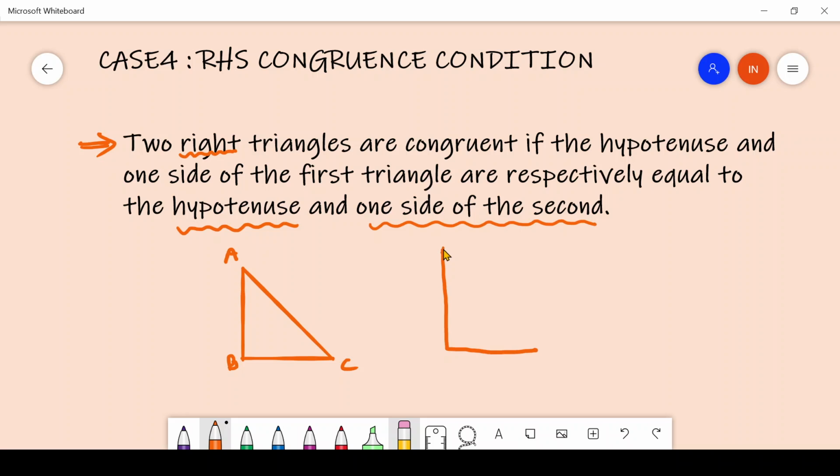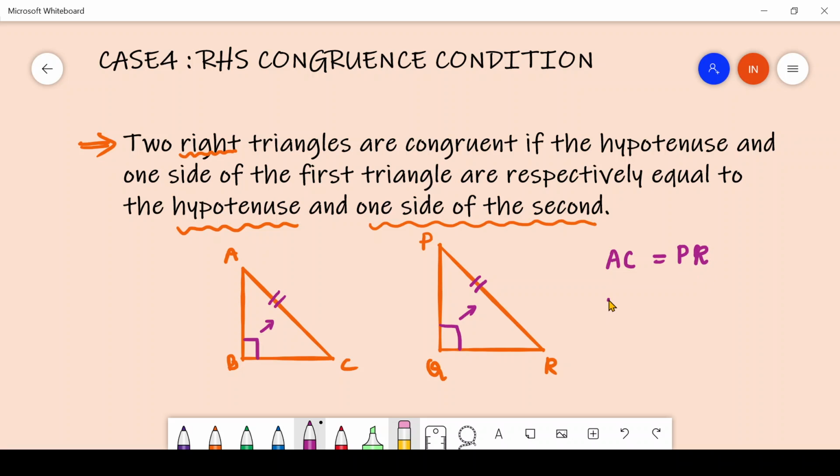So first right triangle, I'm taking it as ABC, and let me take one more right triangle, PQR. The main thing is that the triangles are right triangles. Then only we can apply this, right? So one side and the hypotenuse of one triangle should be equal to one side and the hypotenuse of the second one. First of all, let me mark it as a right triangle. Both are right triangles, right angled at B for the first case and right angled at Q for the second case. The hypotenuse is opposite to the 90 degree angle, as you have learned in the previous classes, right? So these two are equal to each other. That is AC is equal to PR. Angle B is equal to angle Q is equal to 90 degrees.